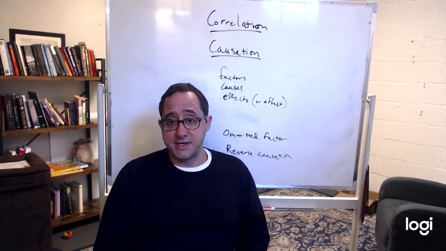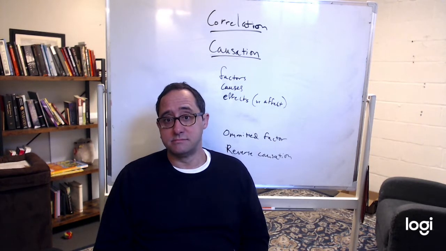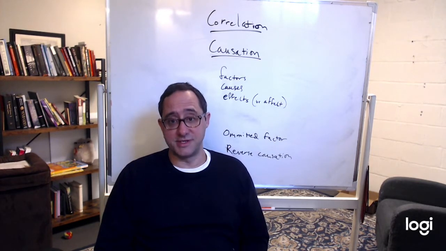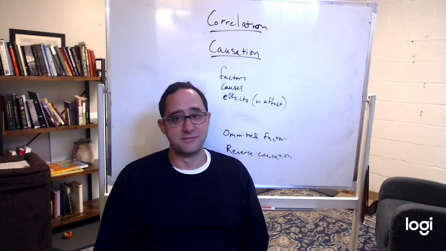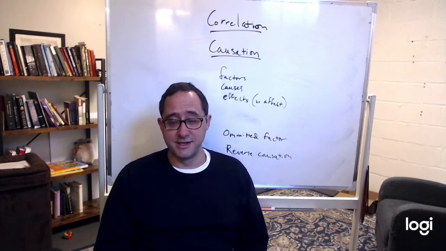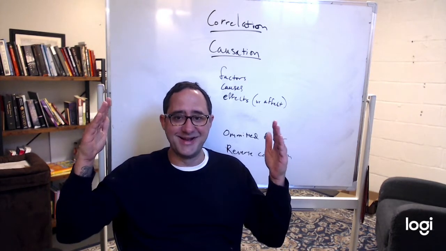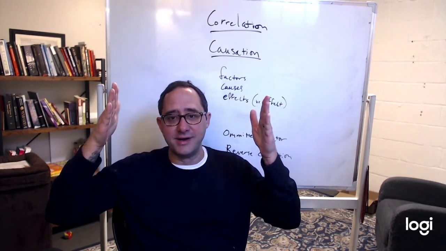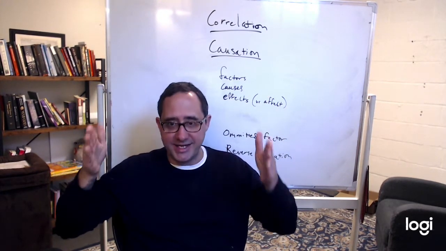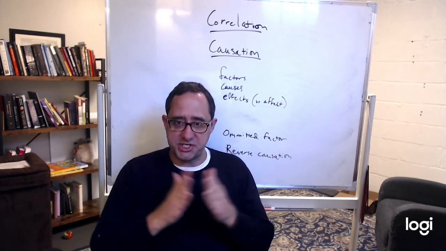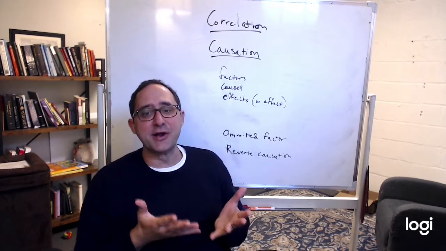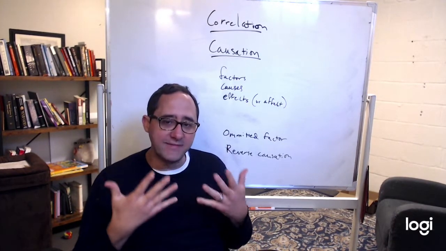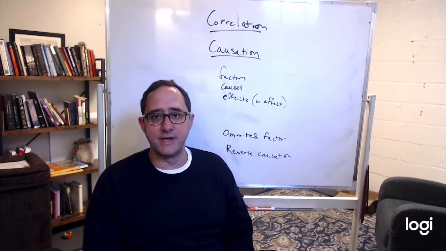Are you related to your brother and sister? Yes, you are related to your brother and sister, right? Did they cause you to be alive? No. You're correlated. You're from the mother and father, and as you age, they age, but you didn't cause each other. The cause was mother and father. This is not a great way to explain it, but it's kind of a good way to think about it a little bit to talk about correlation causation.